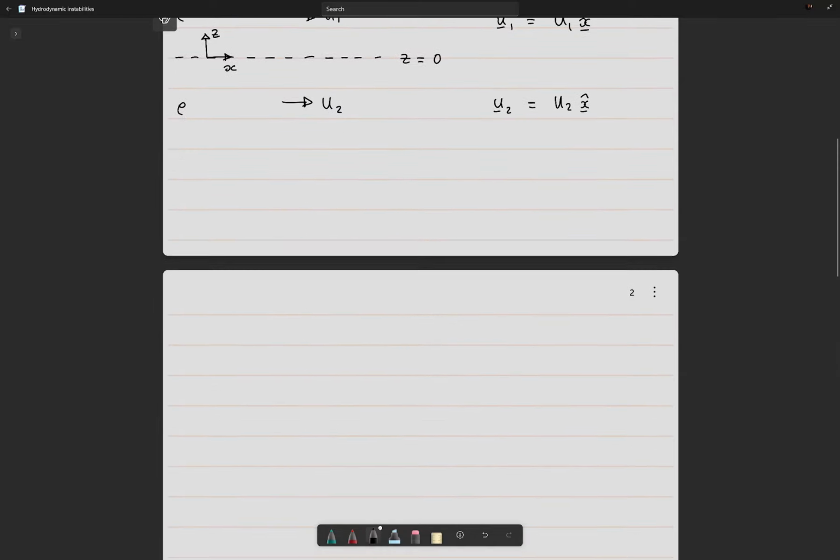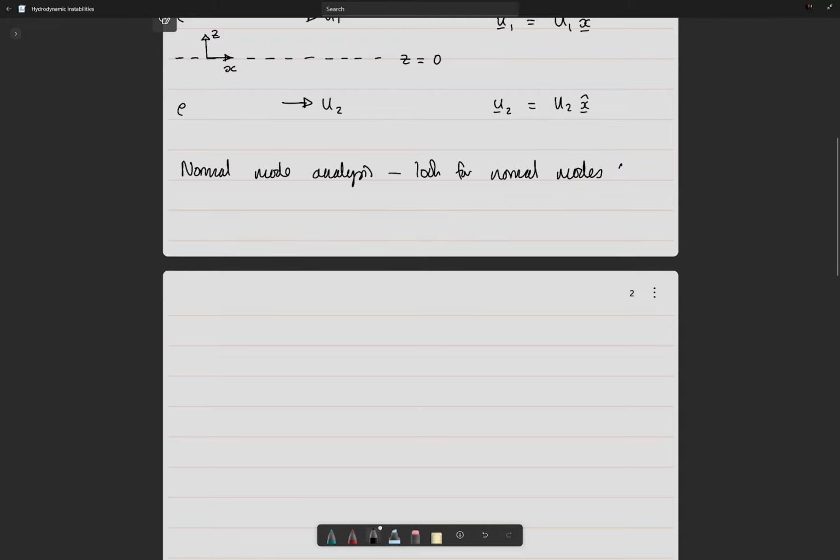Now what we want to do is perturb the interface here with a sinusoidal perturbation, and this is standard for normal mode analysis. So normal mode analysis is we look for normal modes with a certain wave number. Compare this with, say, Fourier analysis. So we're looking for Fourier modes, implicitly Fourier transforming the whole system.